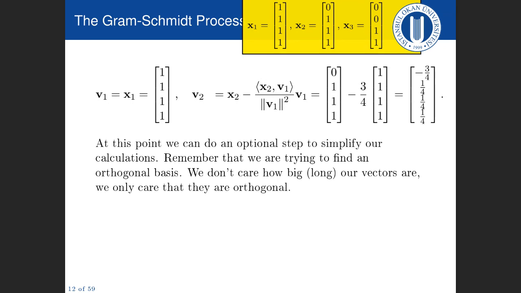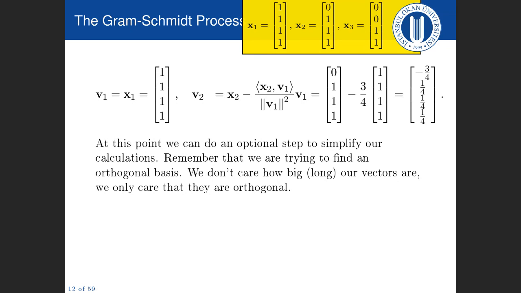Remember that we're trying to find an orthogonal basis. So that means we don't care how big or how long our vectors are. We only care that they're orthogonal. We can multiply our vectors by a number. It changes their length, it changes their norm, but it doesn't change the angles between them. So it doesn't change if they're orthogonal or not.